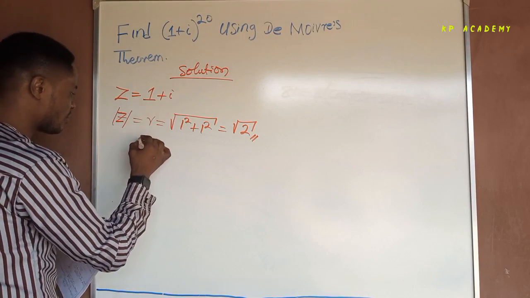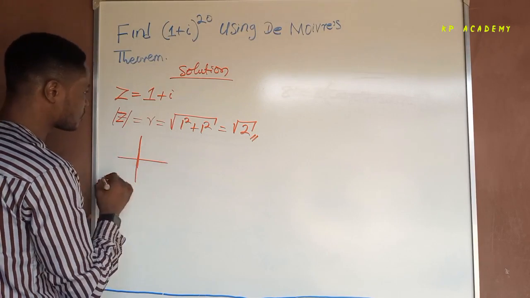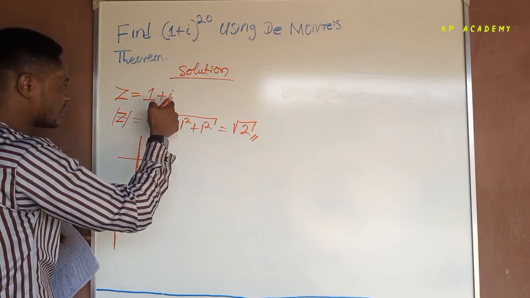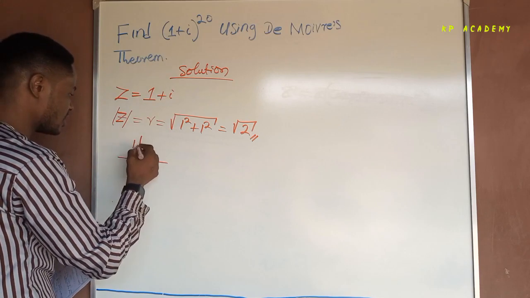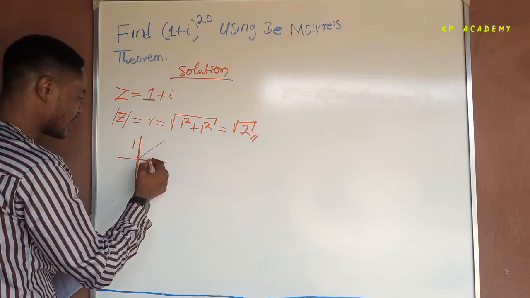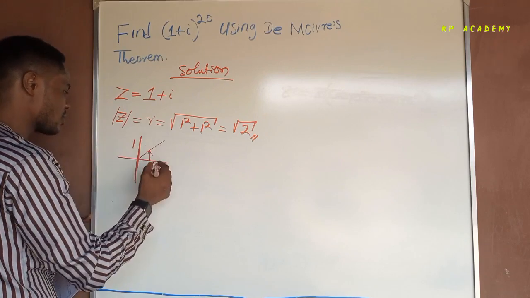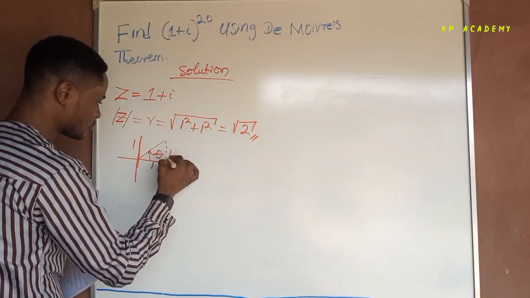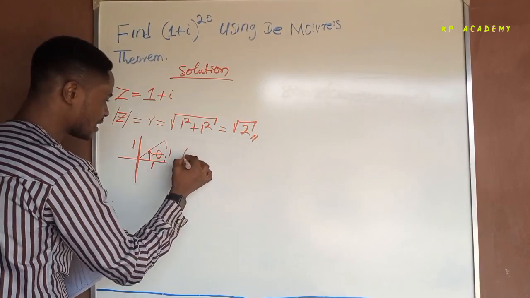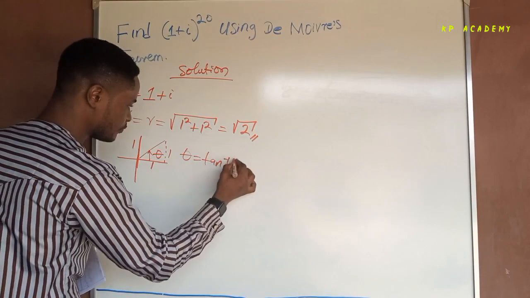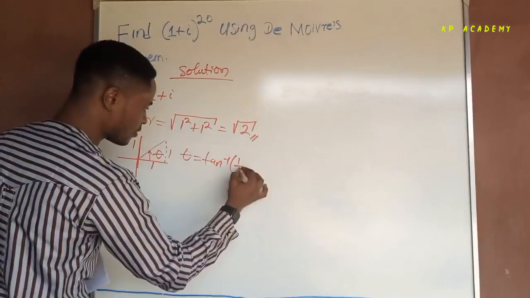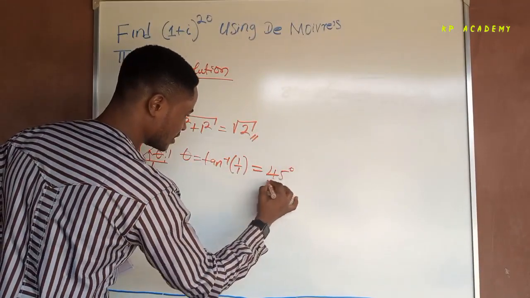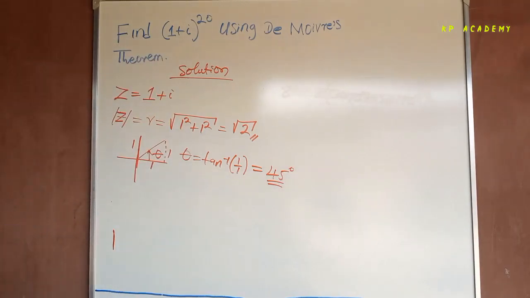Now, let us get the argument of this complex number. By drawing the Argand diagram, we place positive 1 here on the real axis, and 1i, which is also positive, here on the imaginary axis. So the diagonal is here. Taking the argument from the positive x-axis anticlockwise to the diagonal, we have theta. Using tan inverse, theta is tan inverse of 1 over 1, which is tan inverse of 1, which is 45 degrees.